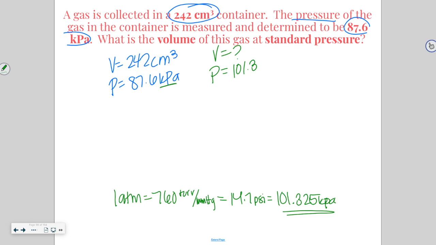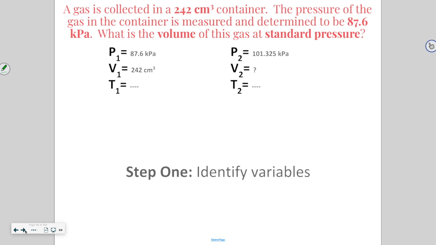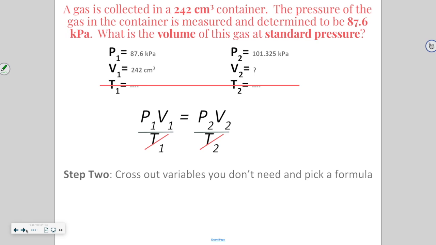So 101.325 kPa. My units are the same. I'm solving for volume in centimeters cubed. As we notice in this one again, we did not talk about temperature. Therefore, cross out those variables that you don't need. I don't need temperature. So we're going to pick a formula, and that formula is just P1V1 equals P2V2. So there you see your temperature go away.